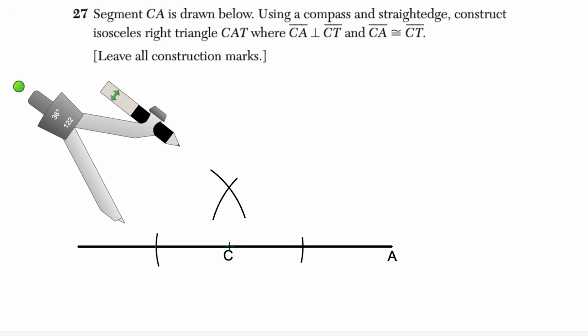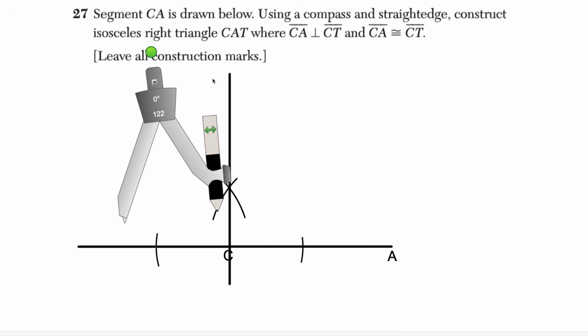And there's our point of intersection. So now we're going to go over to point C, which was originally here, and draw a line segment going through point C to that point of intersection that we just made. If you want to extend this a little bit more, you're allowed to do this, but at the end, we just need to make sure that we define point T, and then we connect CAT to actually form the isosceles right triangle. So if I have to, I can extend this out a little bit more.